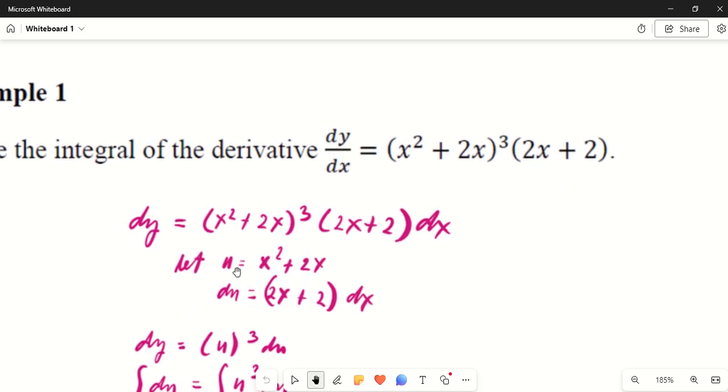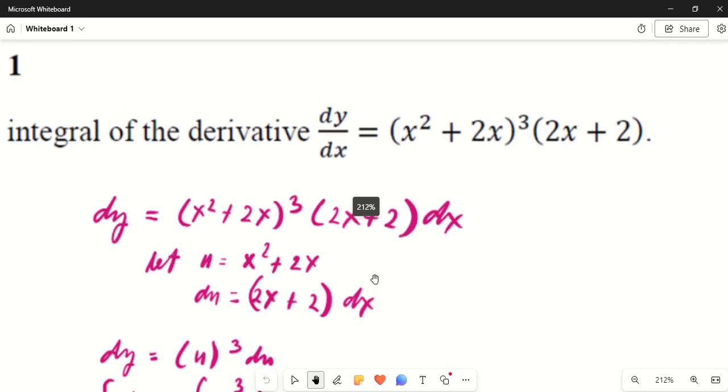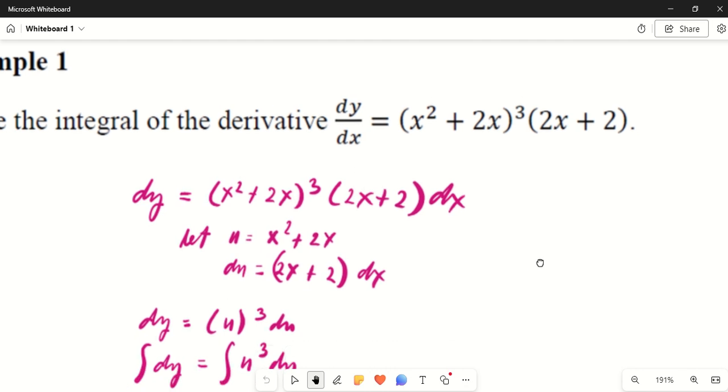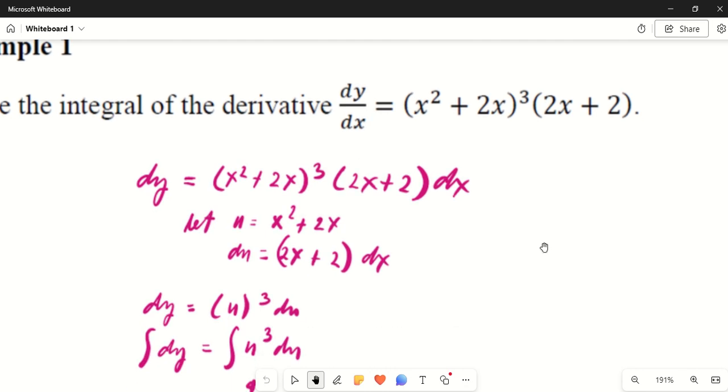So you have here your u, therefore, is equal to x squared plus 2x, and then you take the derivative of u, so you have du equal to 2x plus 2 dx. So we are now ready to apply the substitution process.